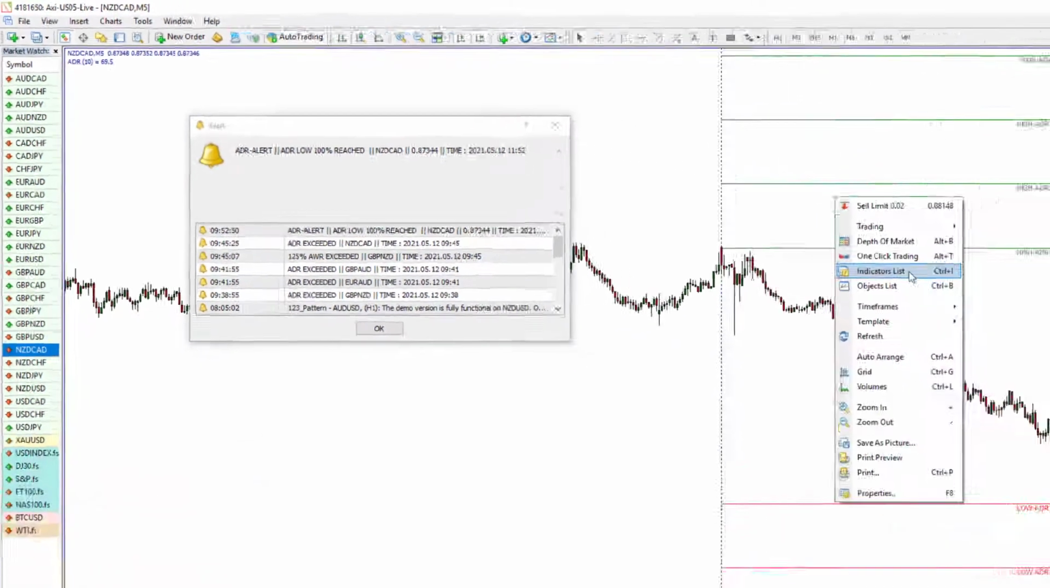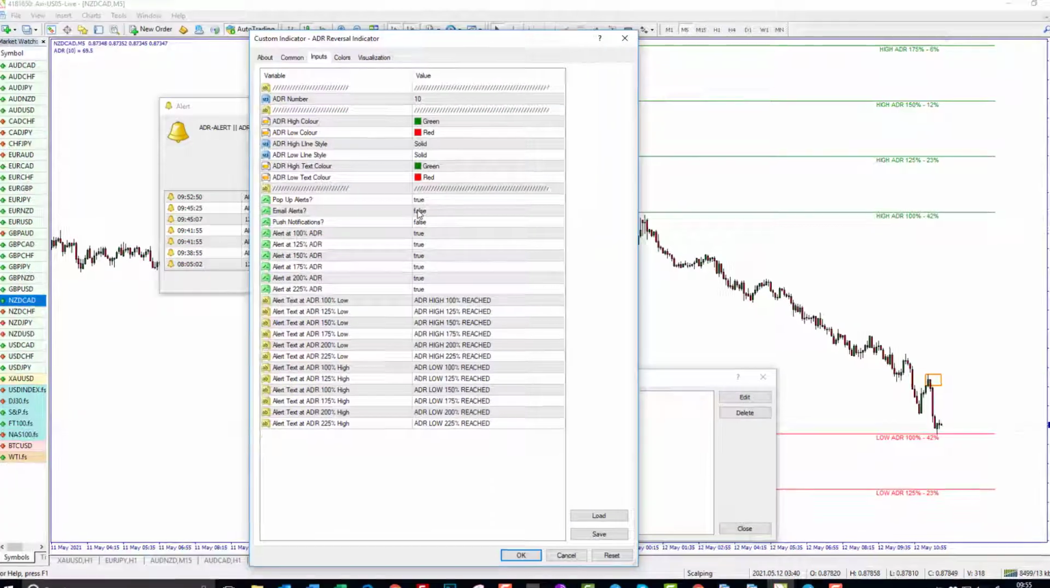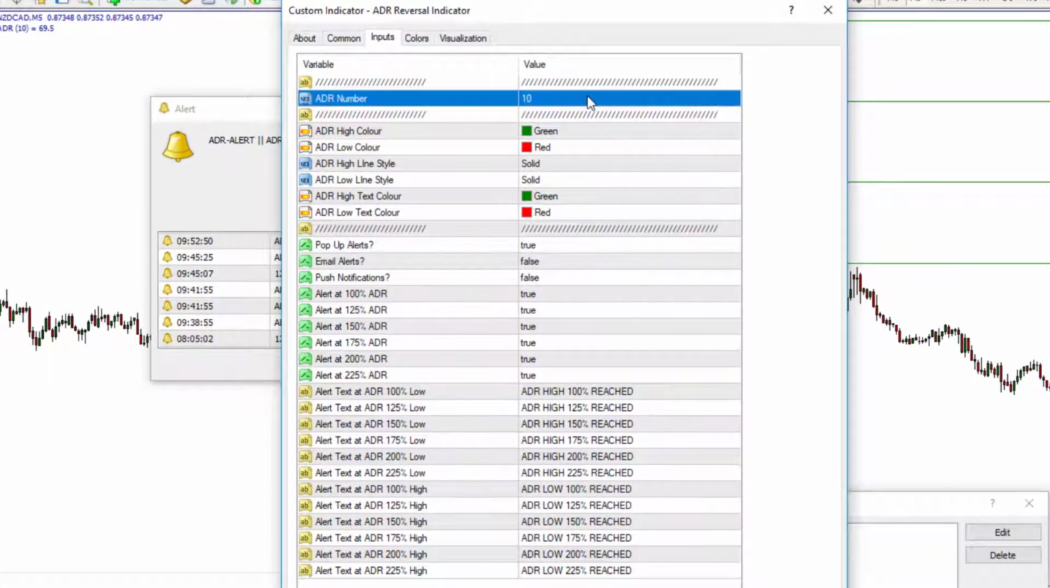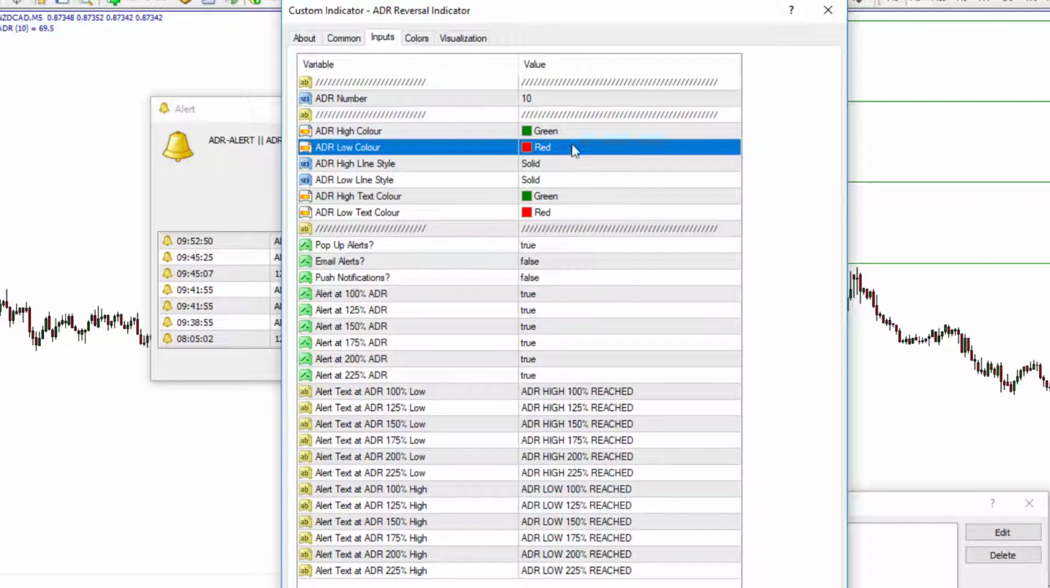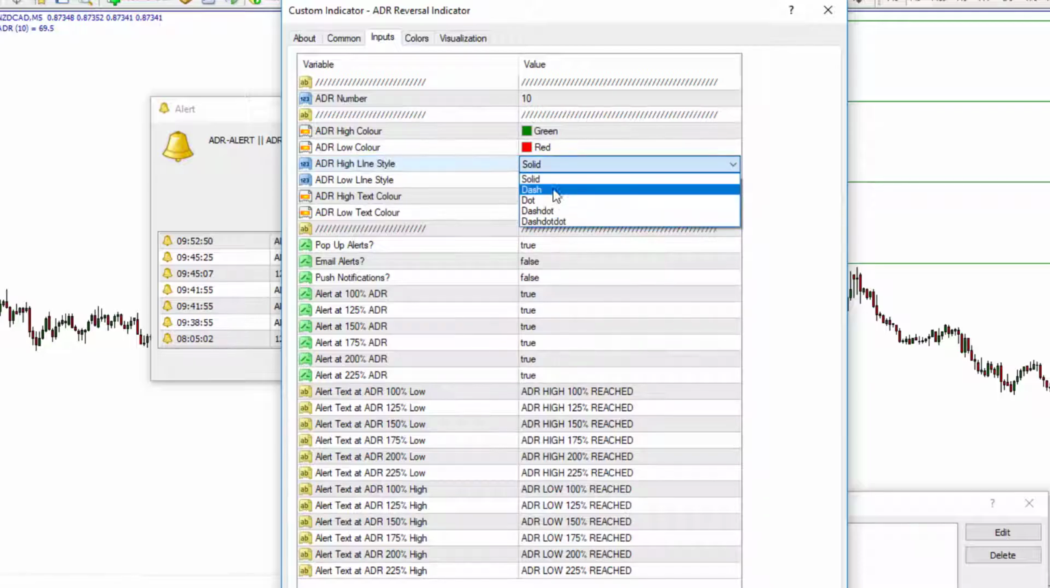If we have a quick look at the settings on the indicator, you can see that you can select the ADR number. This is alterable, but I would recommend you keep this on 10. We've got an ADR high and low color for the text and the lines which are drawn on your chart, and you can change whether they're solid or dashed and dotted, like the normal MT4 drawing tools.